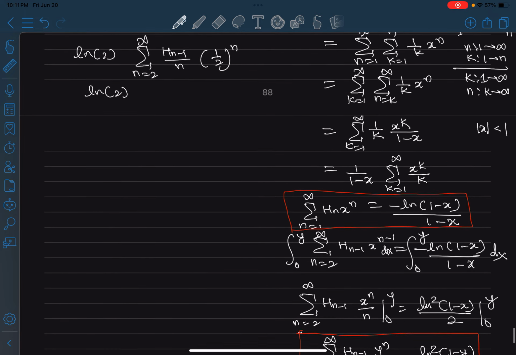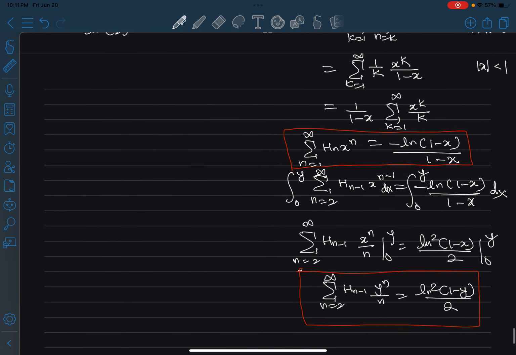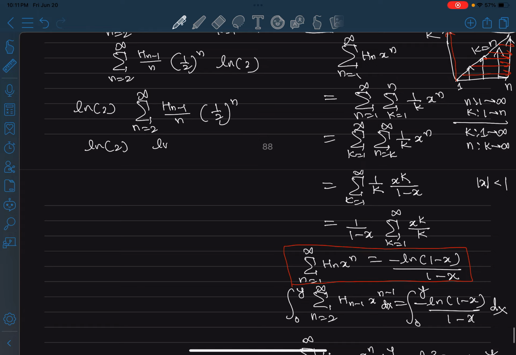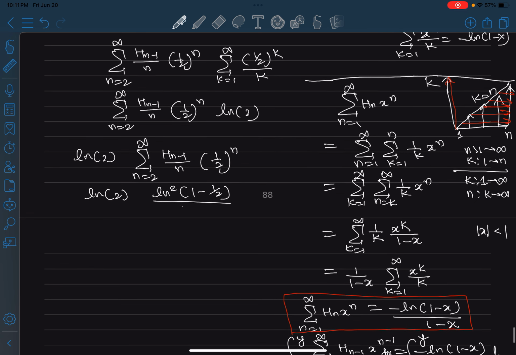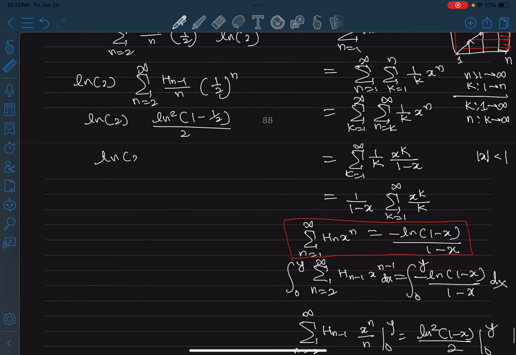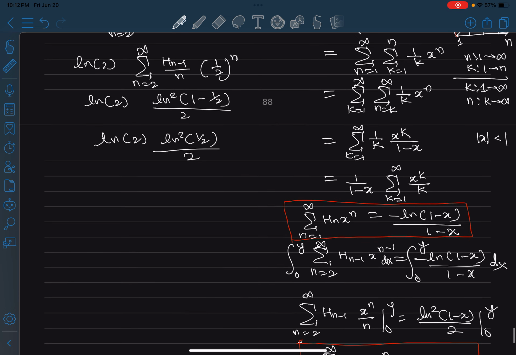Now since we have that, this is the same thing, we just have y as half over here. So if we use this, it is ln squared of 1 minus y, which is half, by 2. And this becomes ln 2 times ln squared half. Because there's a square, minus 1 squared is just 1, so that's just ln squared 2 by 2, and this is ln cubed 2 by 2. And that's the answer: ln cubed 2 by 2.